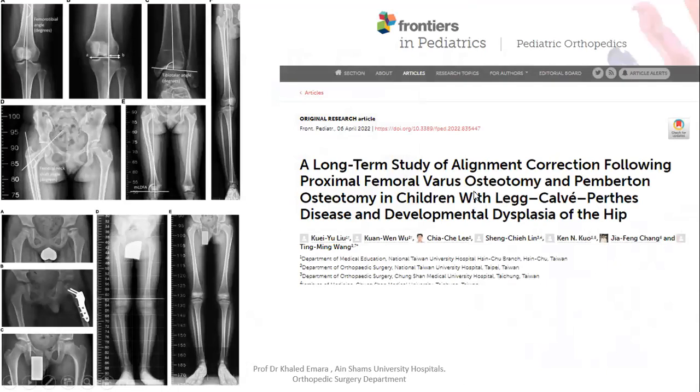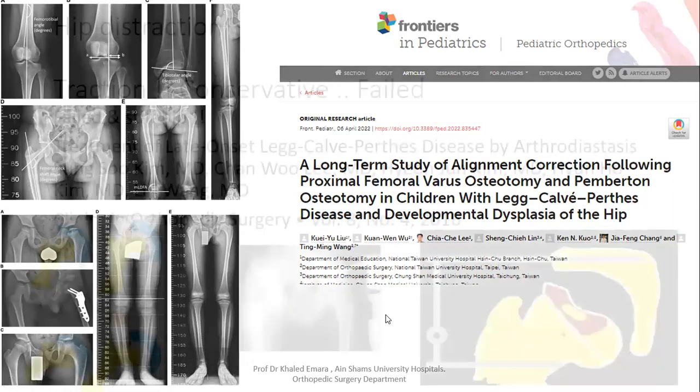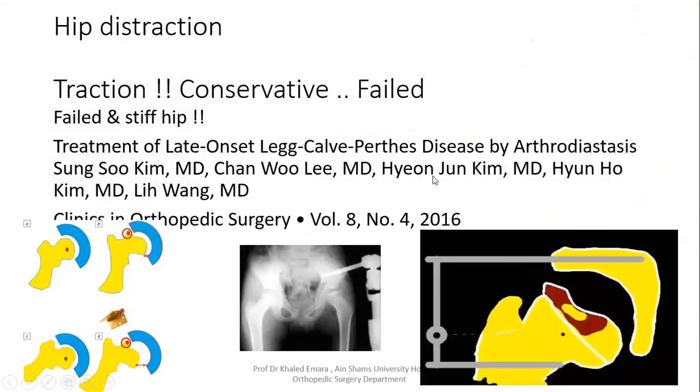didn't prove to work. So why did some surgeons find it worked? Because they did it for the wrong indication. They did it for patients without osteophyte, with a smooth head. So they contained a head that didn't need containment. So this is another paper, a long-term study of alignment correction following proximal femoral varus osteotomy and Pemberton osteotomy. And what they found, the same issue. They contained a head that didn't need to be contained.